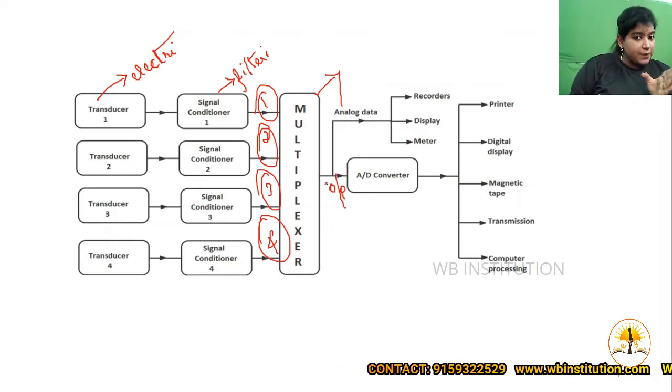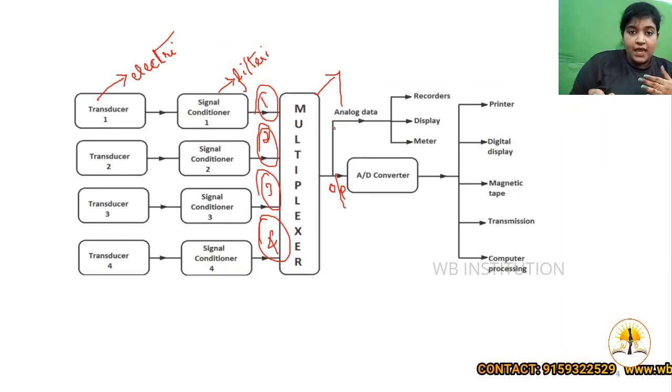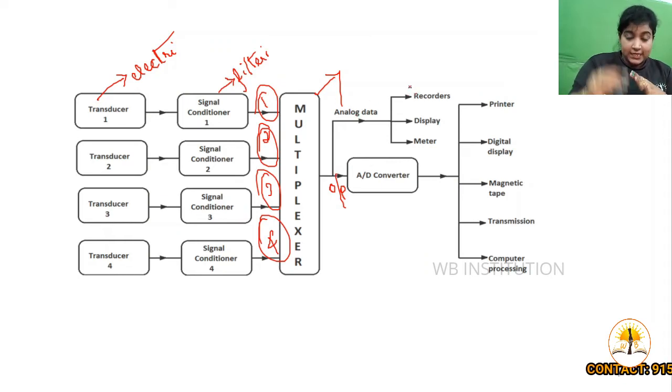That particular output is given to your analog to digital converter, and you can also see a line separating from here directly to analog data. I'll make it clear here. Some systems may need an analog output only. In that condition, before getting into this analog to digital converter, this is directly given to the analog data, whereas from here I'll explain it later. Fine. So we'll see what exactly this analog to digital converter will do.